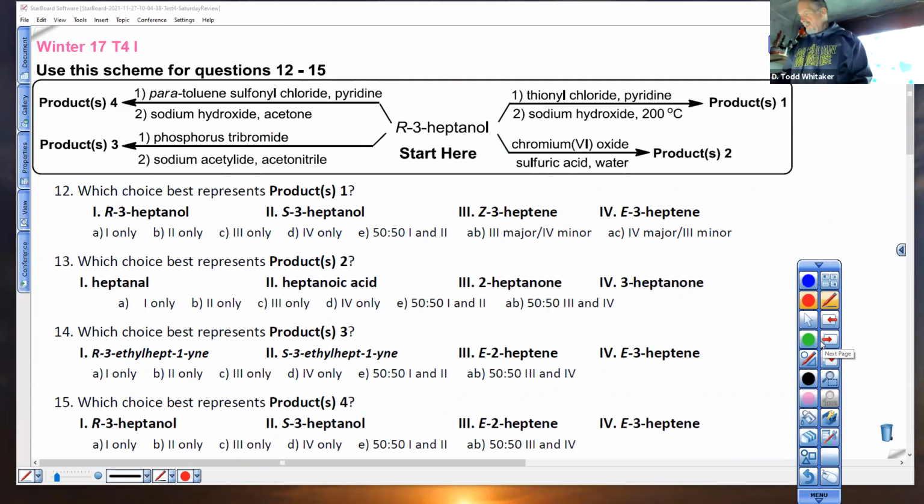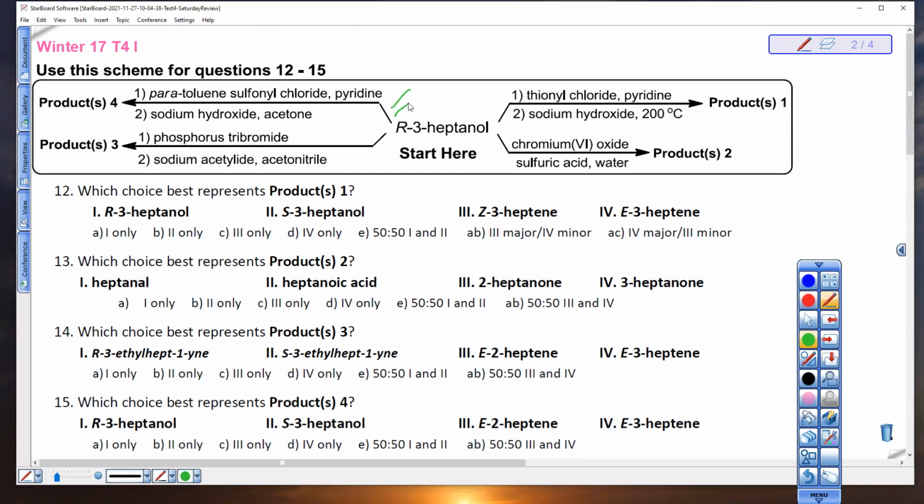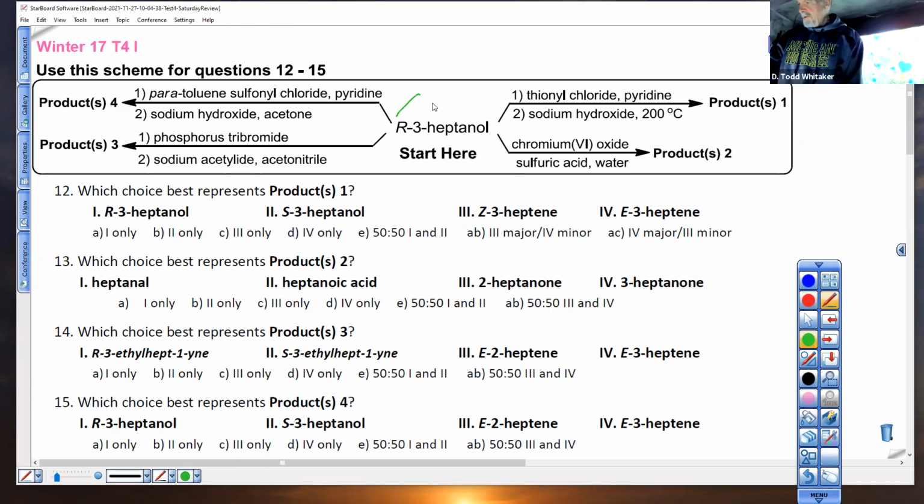R3 heptanol. There's no double bond in this one. 1, 2, 3, 4, 5, 6, 7. And R3 heptanol. We've got an H there and an OH there.